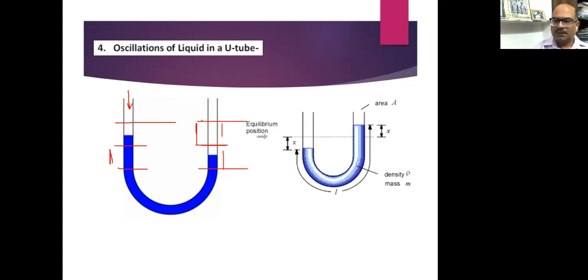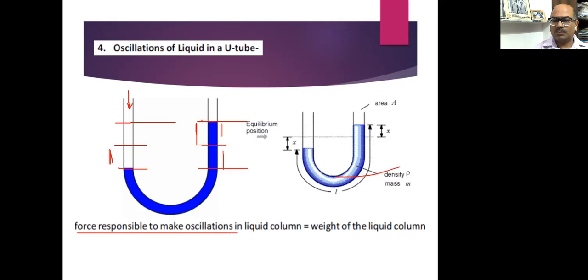So if these type of oscillations are going on, if x is the displacement of the liquid from the mean position, and the density of the liquid is rho, we can find the mass. And whatever the weight of this mass column, that will be responsible for the oscillation. So the force responsible to make oscillation will be the weight of the liquid column. That you need to understand in this case. It's the most important part.